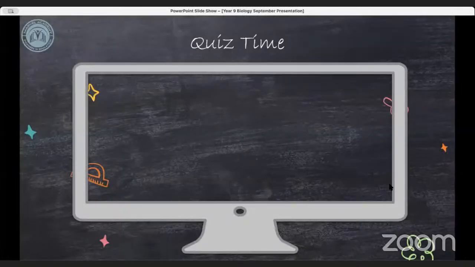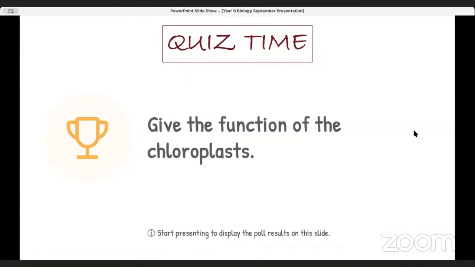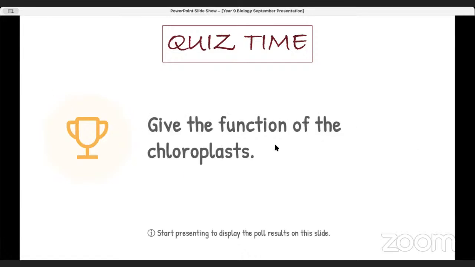So, right. It's quiz time. Let's try it first. Okay, so can anyone give the functions of the chloroplast? Anyone? What are the functions of chloroplast? Anyone? You can speak up. Just simply unmute and speak, if you want, you can.